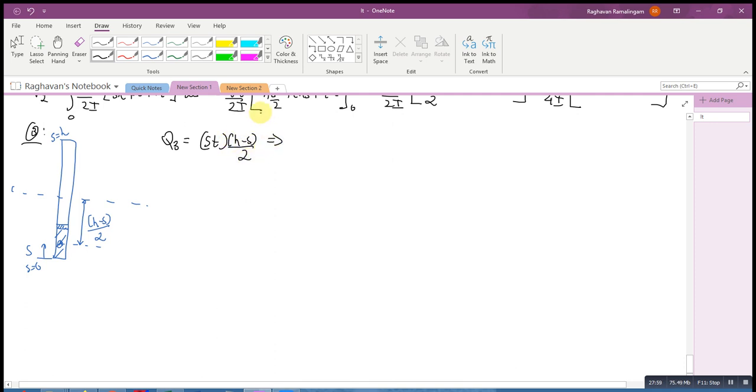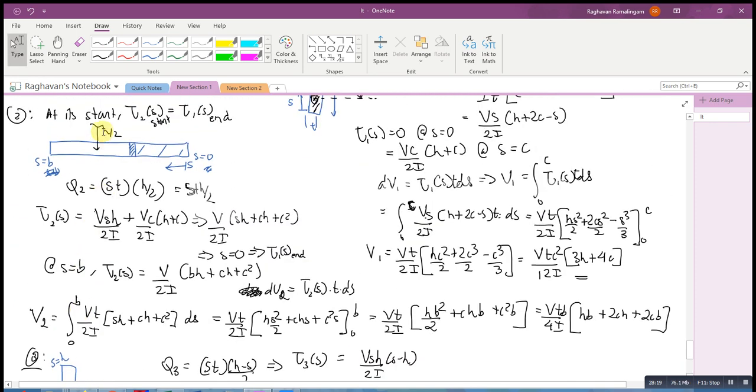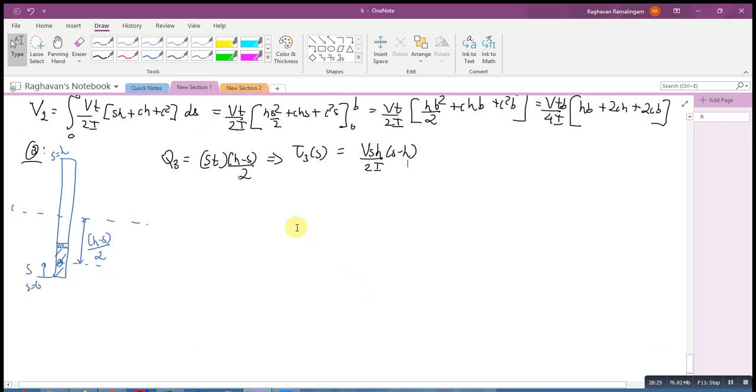which gives me tau 3 of s equals nothing but Vsh by 2I into s minus h. And just like how we said for the previous element, that at the start t2 of s should be equal to t1 of s, here also at the start, t3 of s should be equal to t2 of s, what was there at the end of t2. So that should be true here also.